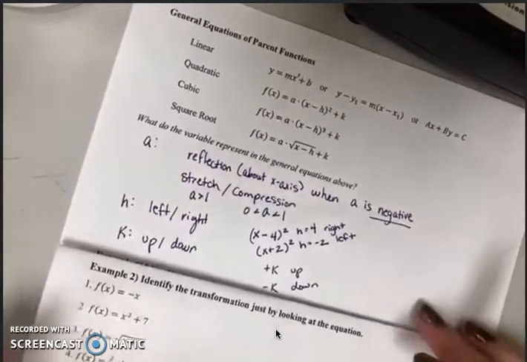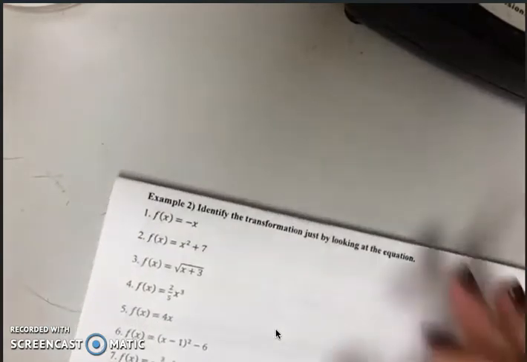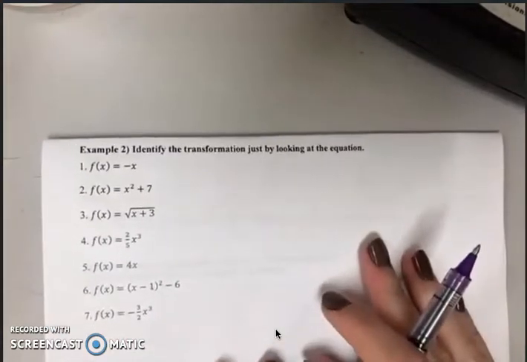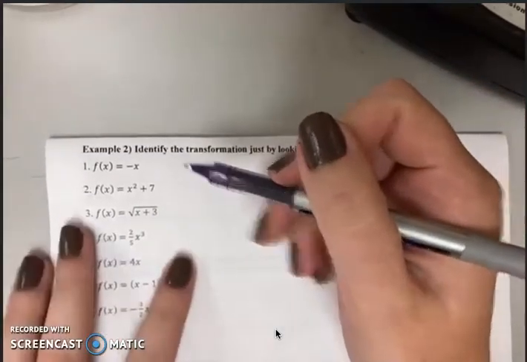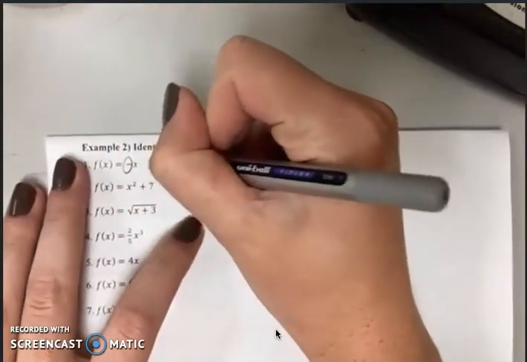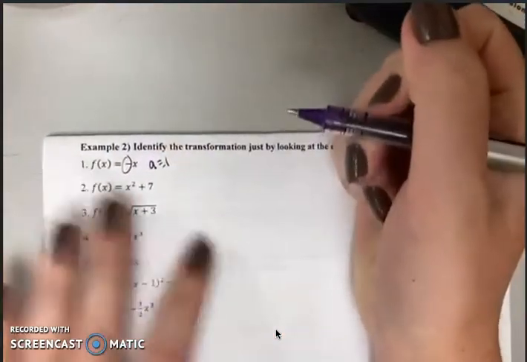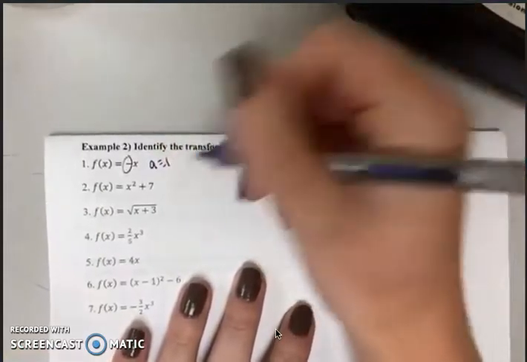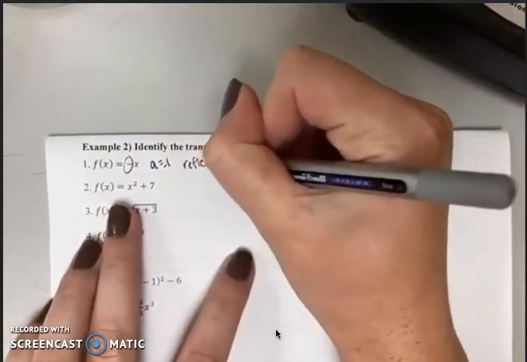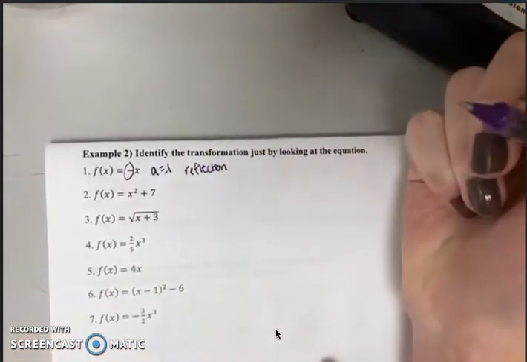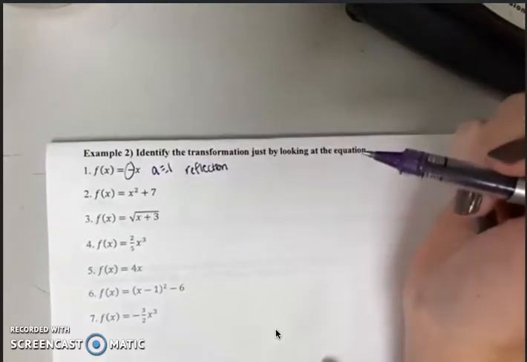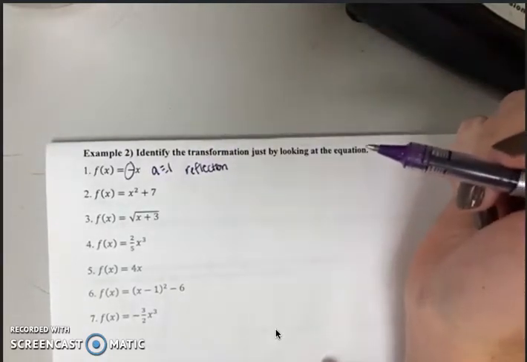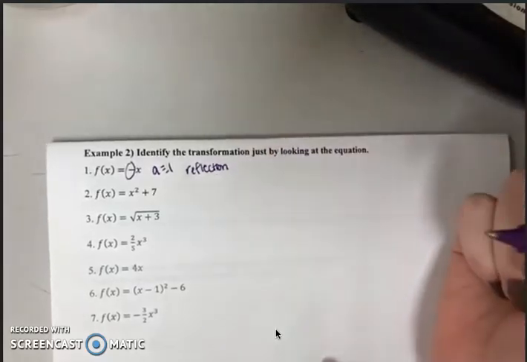Okay? I'm just going to move this aside. All right, number one, when I take a look at this, there's no H or K value, but I can see that A is a -1. Now, the negative tells me that there's a reflection, and the fact that the numerical value is 1 tells me that there is no stretch or compression. So reflection is all that I needed to put there.